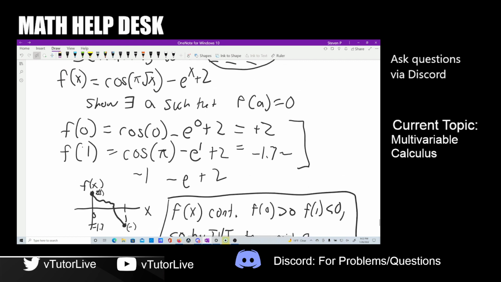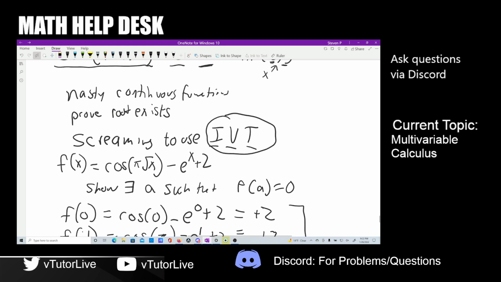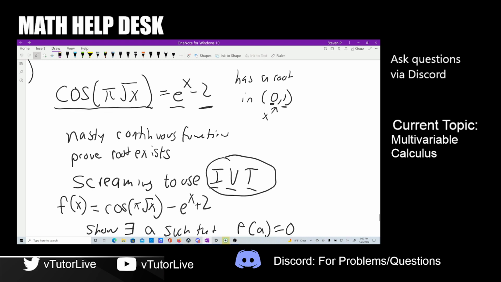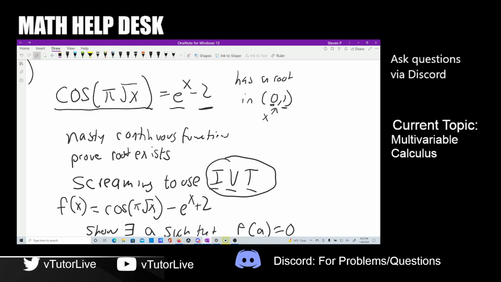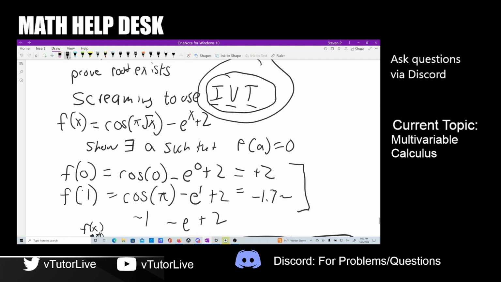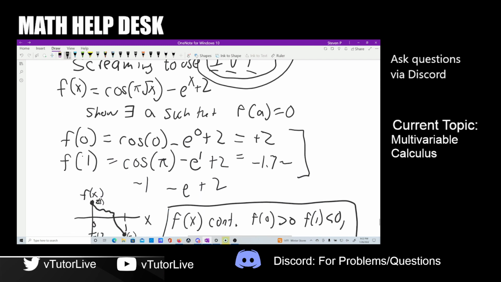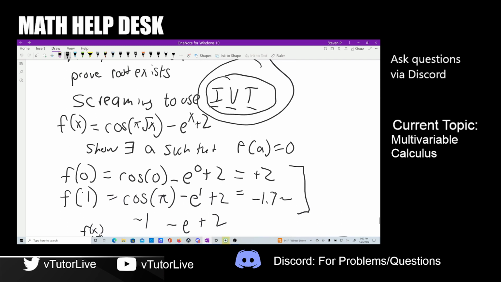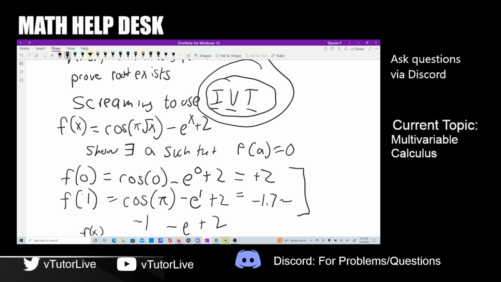But I think the big takeaway here, I'm just going to stress, for any situation where you have kind of terrible looking continuous functions and you're asked to prove that a root exists, but not necessarily to find it, it screams intermediate value theorem. Should be the very, very first thing. And just to put it into a more useful form, define an f of x such that you put everything to one side. And then you're just searching for when f of x or f of a is equal to 0.